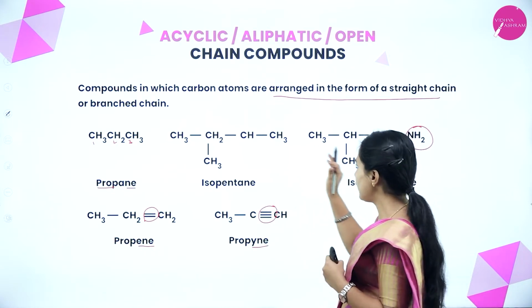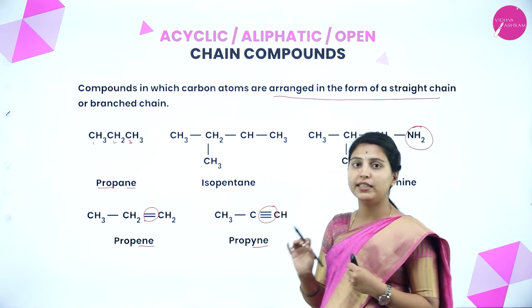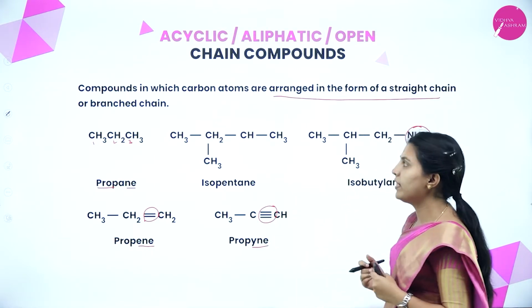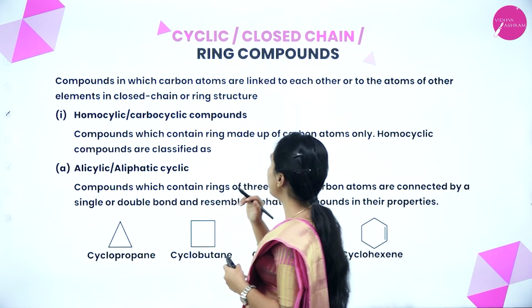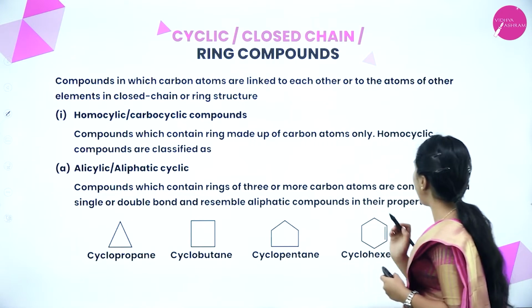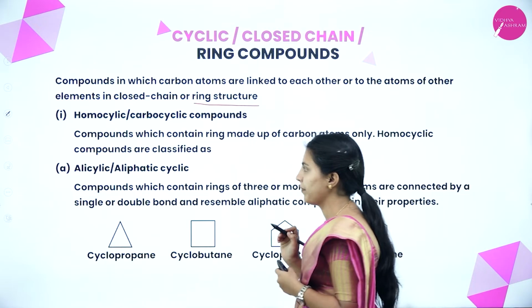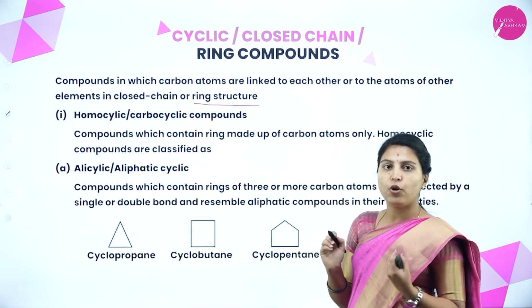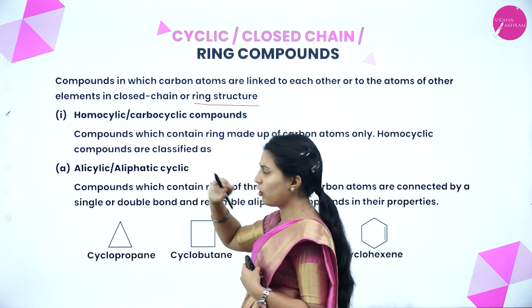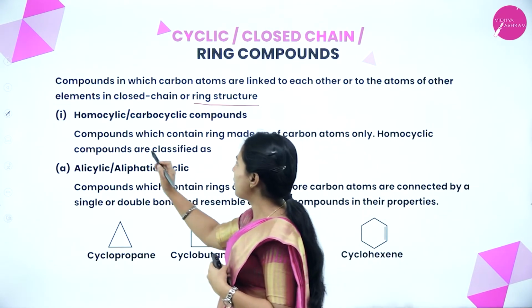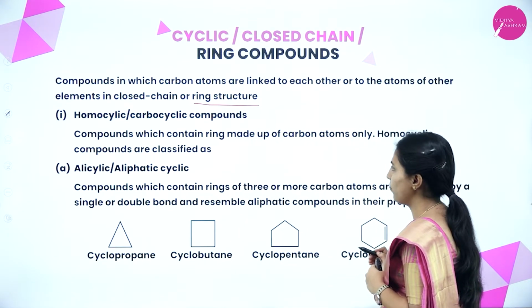Okay, but all these structures are straight chain or branched chain, not ring structures. That's why we call them acyclic. On the other side, cyclic compounds are compounds in which carbon atoms are linked to each other or to the atoms of other elements in a closed chain or ring structure. In that, you know that homocyclic and heterocyclic exist. Homocyclic can also be called carbocyclic. Compounds which contain a ring made up of carbon atoms only we call homocyclic.